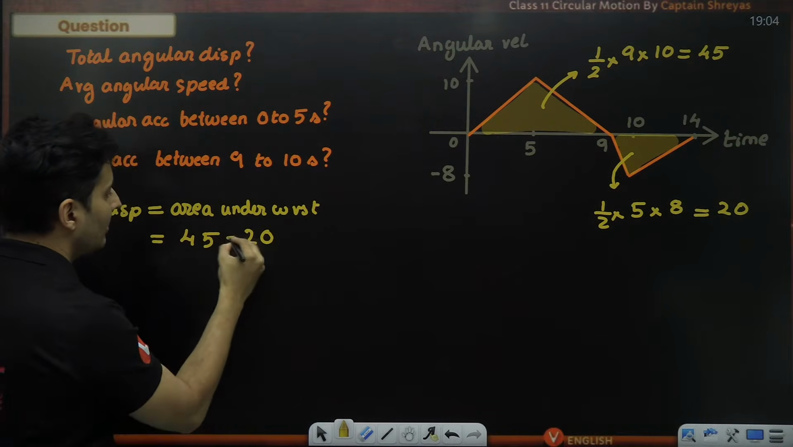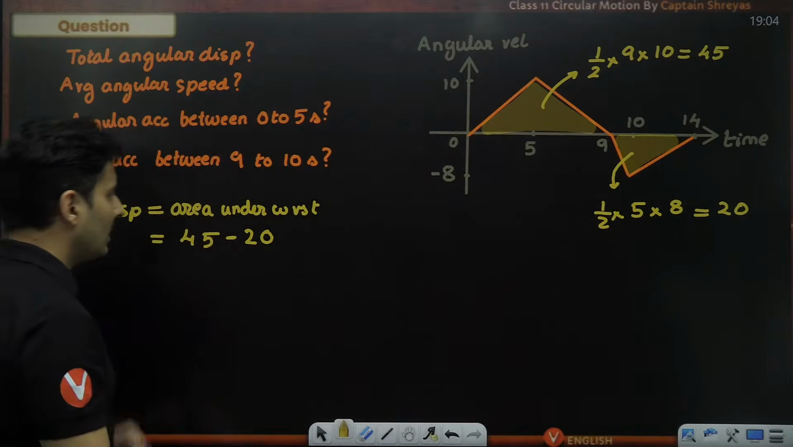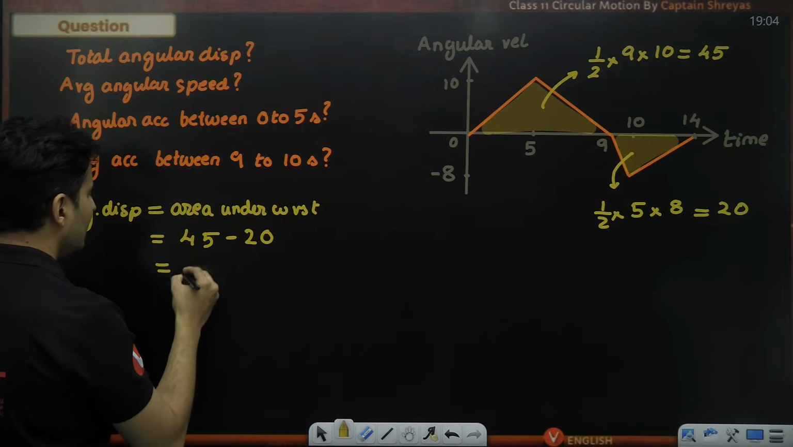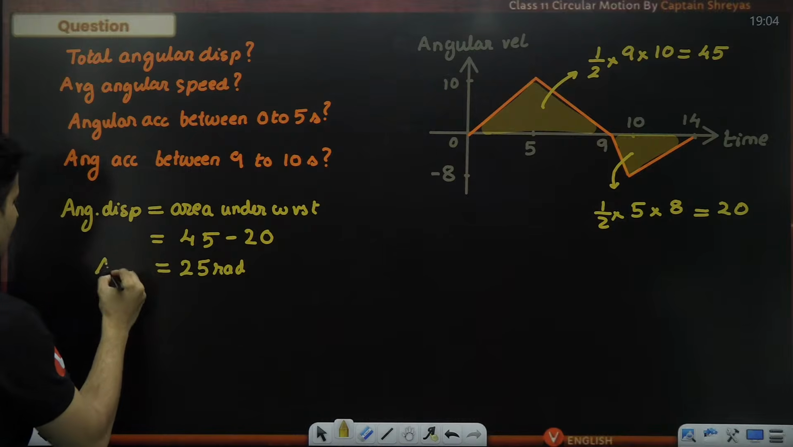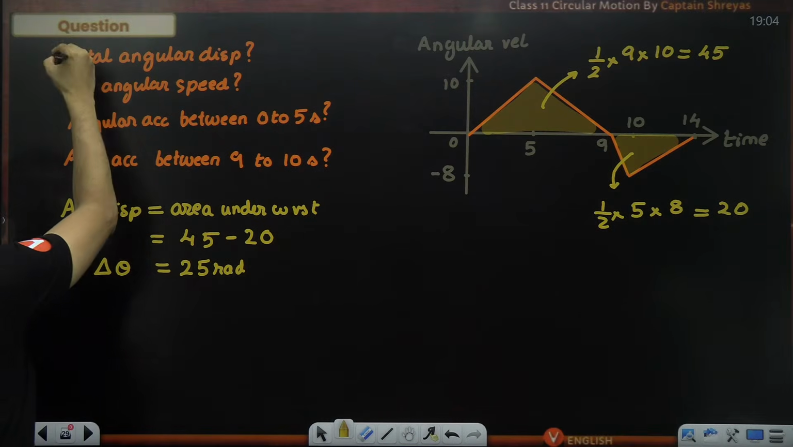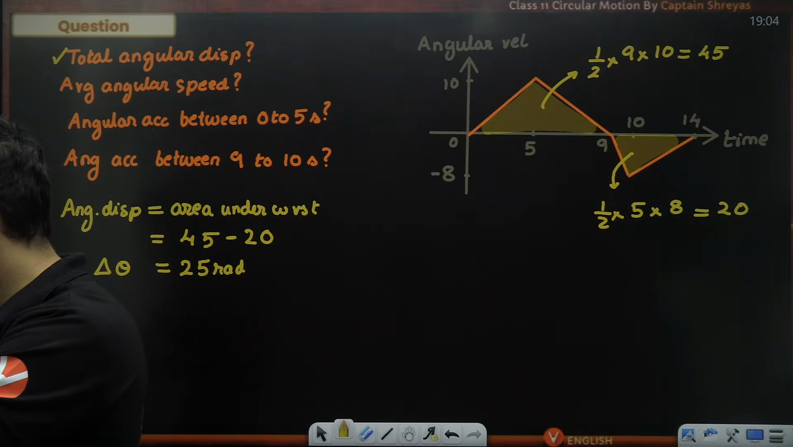That is wrong. Subtract it because this area is below the horizontal graph. So that's why it is negative. Hence, this is nothing but 25 radian. This is very, very important. This is the angular displacement. So first part is done. Everyone clear?